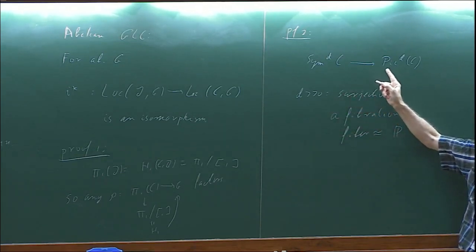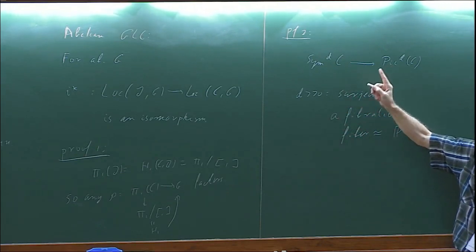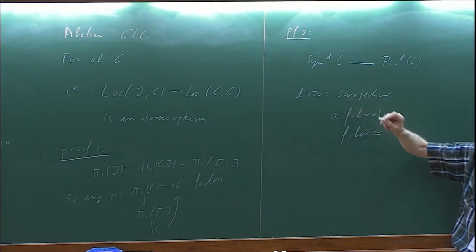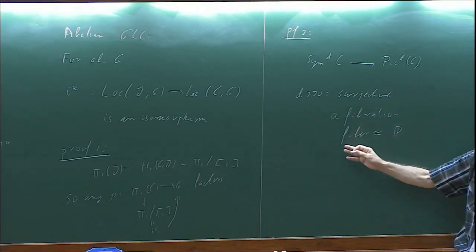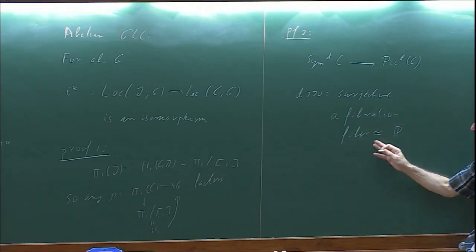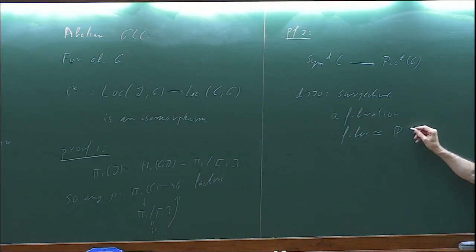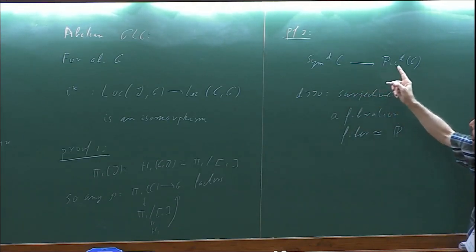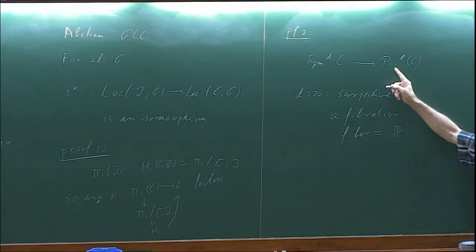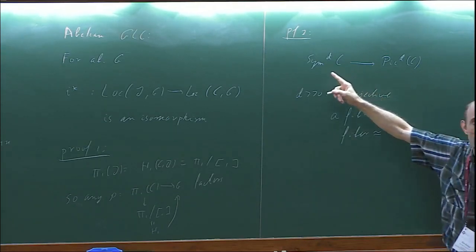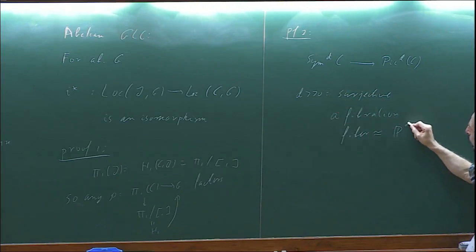The fiber over a line bundle L is the projectivization of the space of global sections of L. So it's always a projective space. It could be empty, but if it's not empty, it's a projective space. And in this case, it will be of dimension the difference. The dimension here is g. The dimension here is d. So it will be a projective space of dimension d minus g.